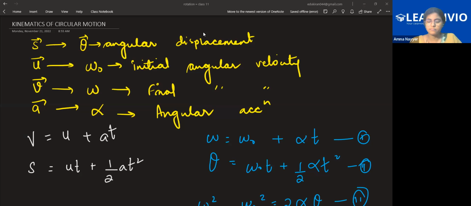Yes, ma'am. So I was saying we were discussing the kinematics of circular motion, and here I had told you, in order to remember the equations, you just have to do one task, that is to replace the variables. If you have linear displacement, replace it with angular displacement. If you have initial linear velocity, replace it with initial angular velocity. For final velocity, we use final angular velocity. For acceleration, we use angular acceleration. So this is how our equations are constructed, and we had seen the derivation of all the three.